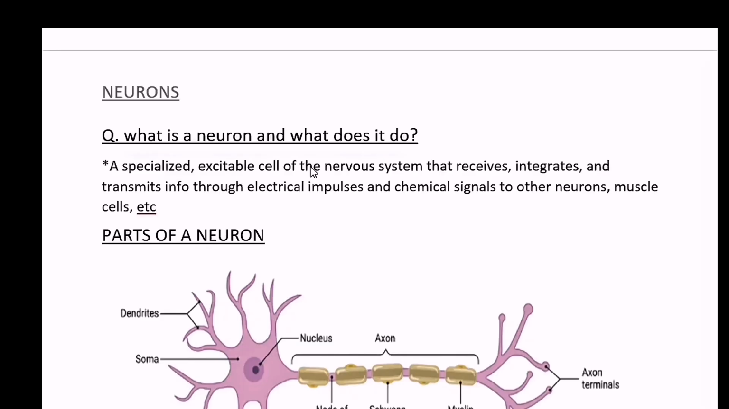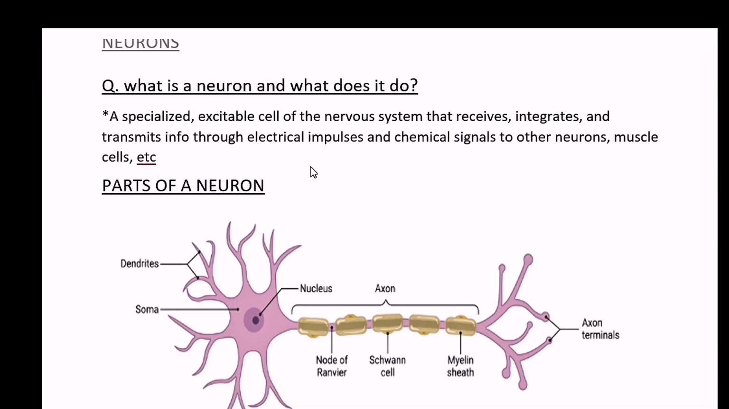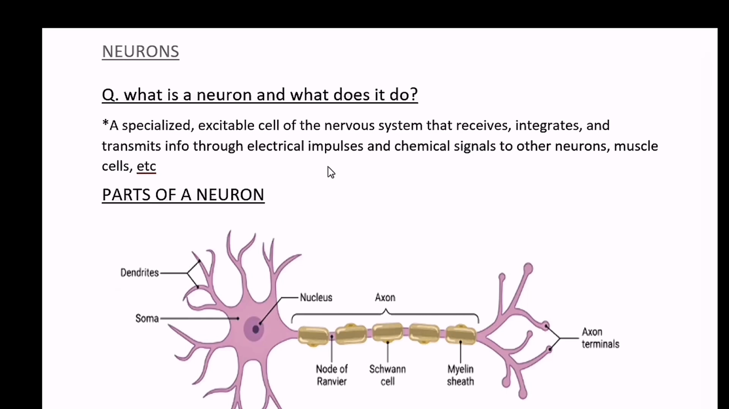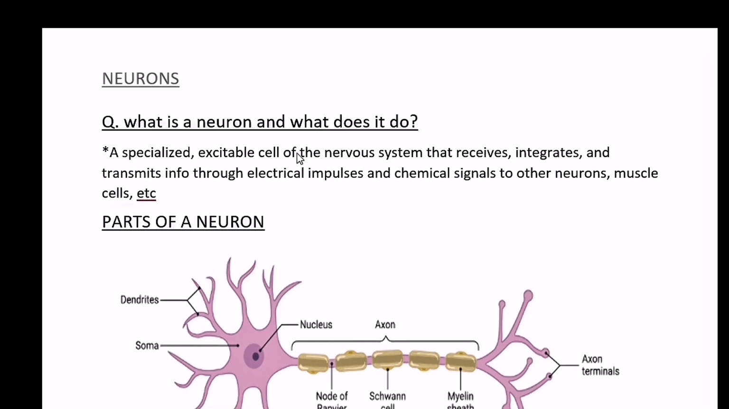Hello guys, let's have a quick review on the general structure of a neuron and its classification anatomically. We can define a neuron as a specialized, excitable cell of the nervous system that receives, integrates, and transmits information through electrical impulses and chemical signals to other neurons, muscle cells, or glandular cells.